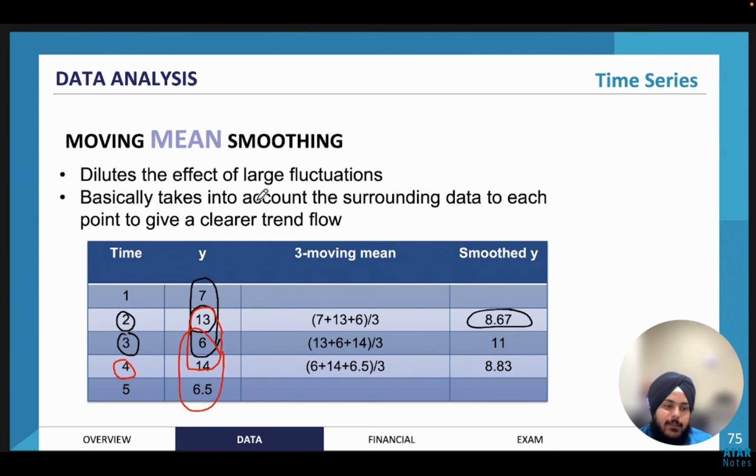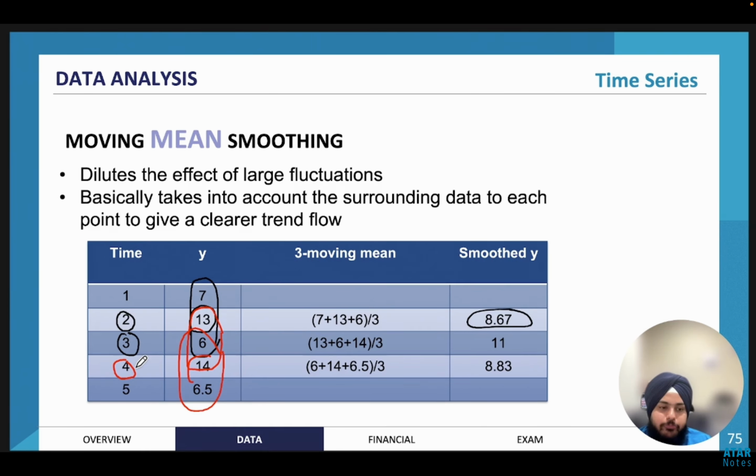So I hope that makes sense. Essentially what we're doing is averaging all the values. For example, we're averaging the value 4, but we're considering the true values surrounding it because it's a 3 moving mean. If it was a 5, then we would consider 2 values either side of the value that you're calculating.